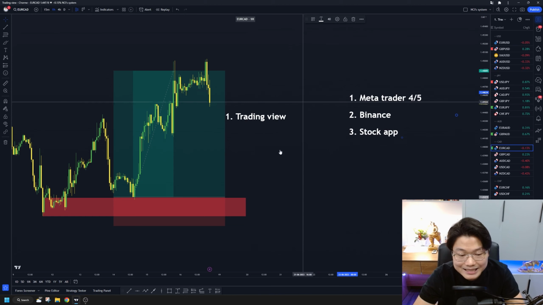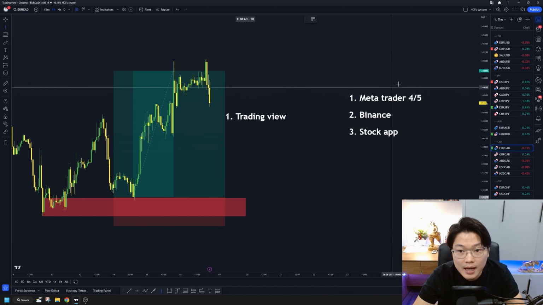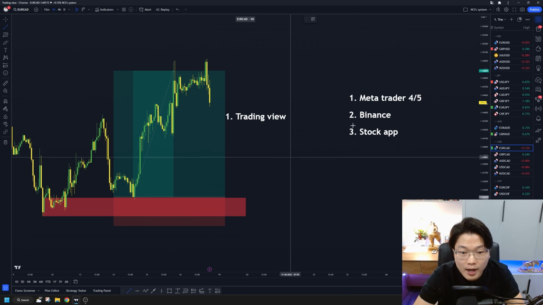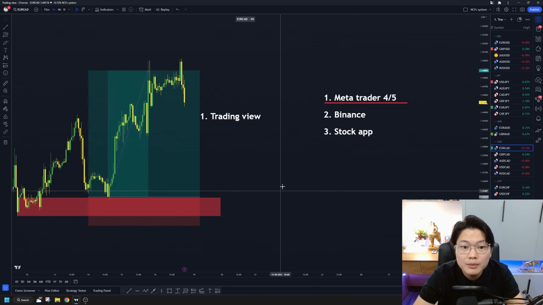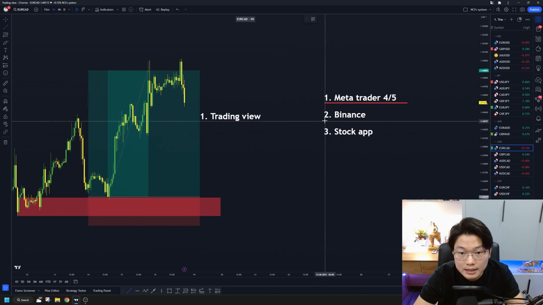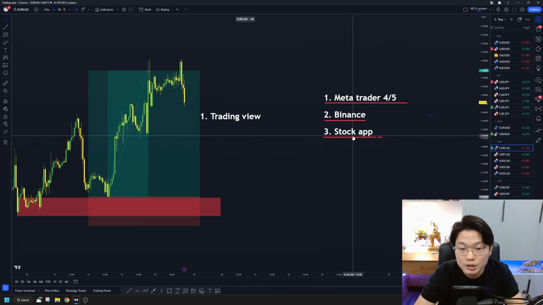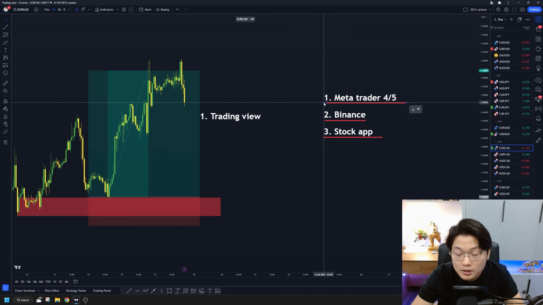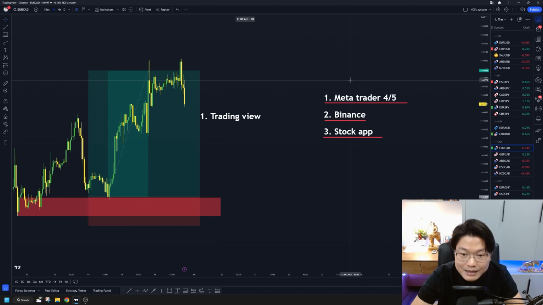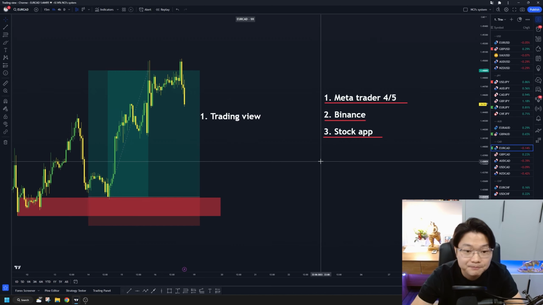If you want to succeed in the forex market, you can use MetaTrader 5. If you want to trade cryptocurrency, you can refer to Binance. And if you want to trade the stock market, you can refer to the stock application in your country, because the stock applications are very different. But for the forex market and the cryptocurrency market, we all use the same applications: MetaTrader 5 and Binance.